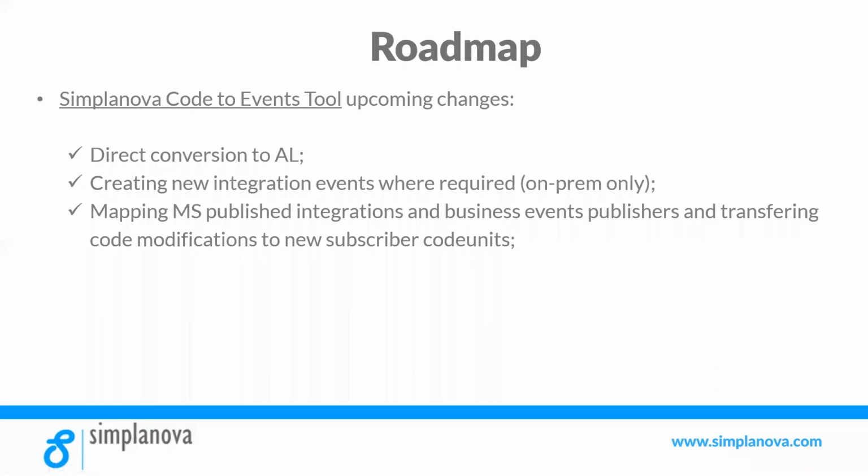What is the roadmap for our code to events tool? We are willing to add new functionalities. Our guys are working on direct conversion to AL. It's not that difficult to do, but it's a time-consuming process as well. So in the upcoming version of this tool, probably you'll have the functionality to move everything to AL directly. Also, creating new integration events where required, but this would be only for on-prem versions, and mapping Microsoft published integrations and business events publishers, and transferring code modifications to the new subscribers code unit.